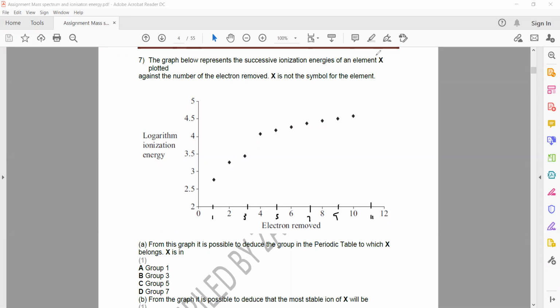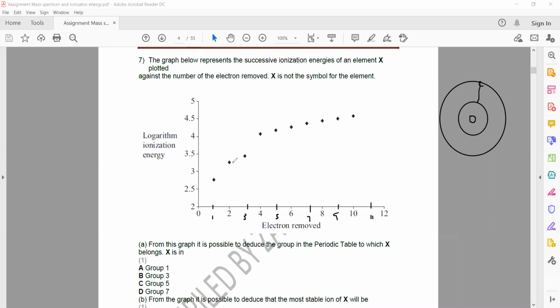You can see here, for any element, when we remove electrons from the last shell and then change the shell, there will be a big jump in ionization energy. The reason is that the electrons in the last shell are far away from the nucleus, so we need a small amount of energy to remove them. But electrons closer to the nucleus, in the lower shells, need a greater amount of energy to remove. So first, you have to identify which group it belongs to.